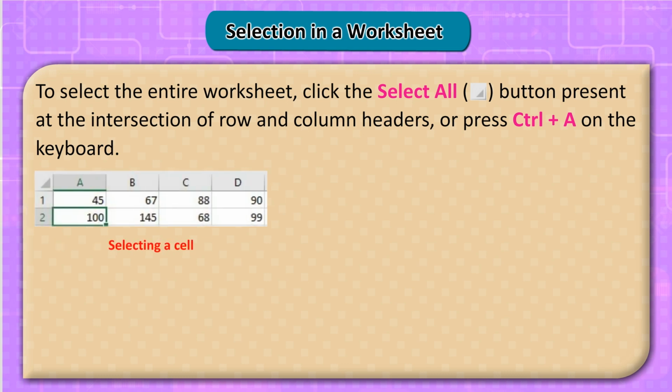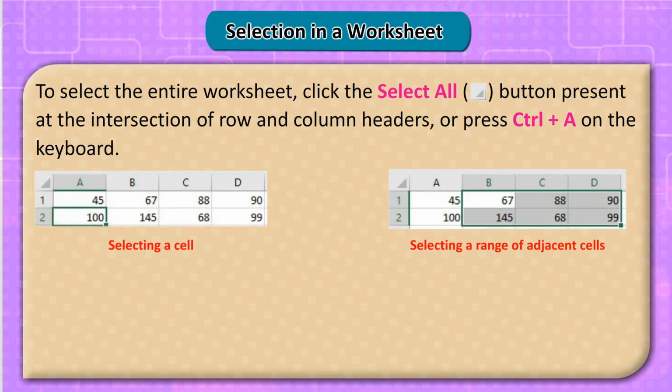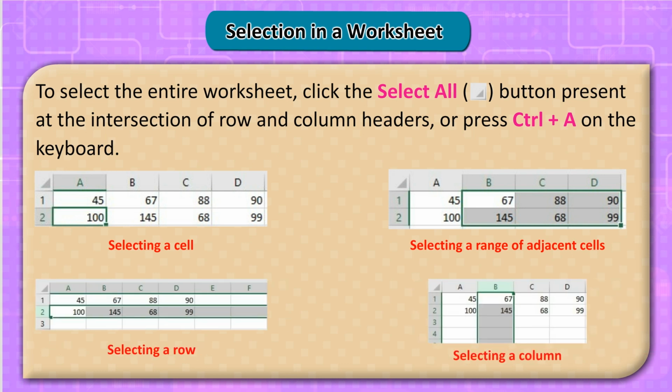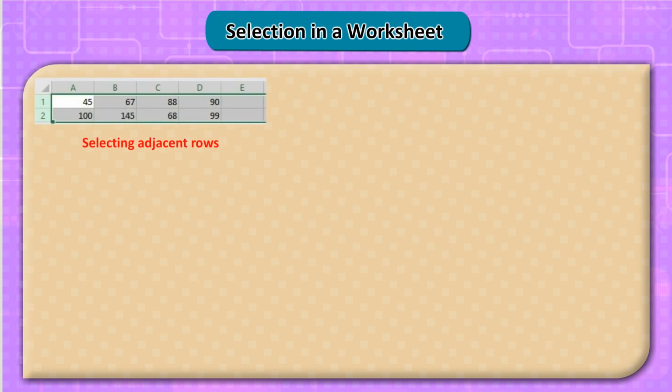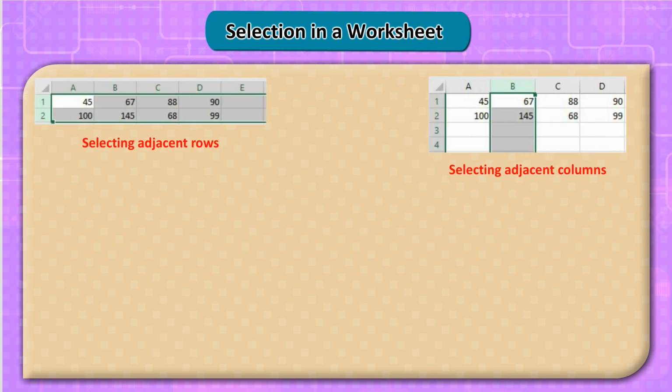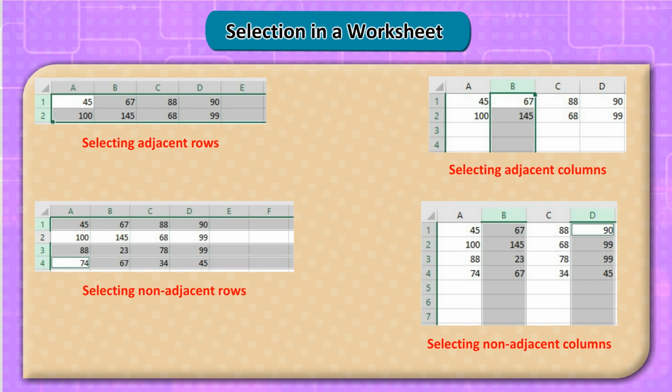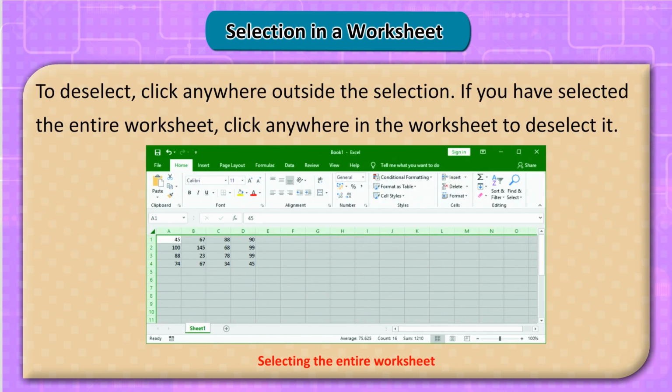Selecting a cell. Selecting a range of adjacent cells. Selecting a row. Selecting a column. Selecting adjacent rows. Selecting adjacent columns. Selecting non-adjacent rows. Selecting non-adjacent columns. To deselect, click anywhere outside the selection. If you have selected the entire worksheet, click anywhere in the worksheet to deselect it.